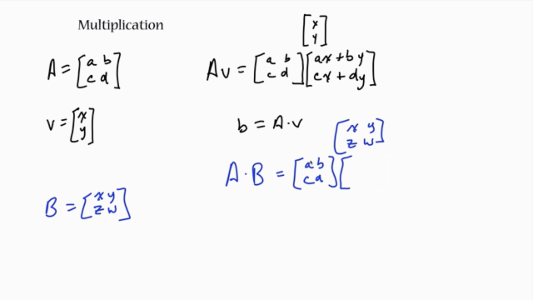And so for the first one, you get the dot product of this row and this column, which is AX plus BZ. And then this next element is the dot product of the second column times the first row, which is going to be AY plus BW. This element will be the first column and the second row, so CX plus DZ. And then finally this element is going to be this column vector and this row vector, CY plus DW.